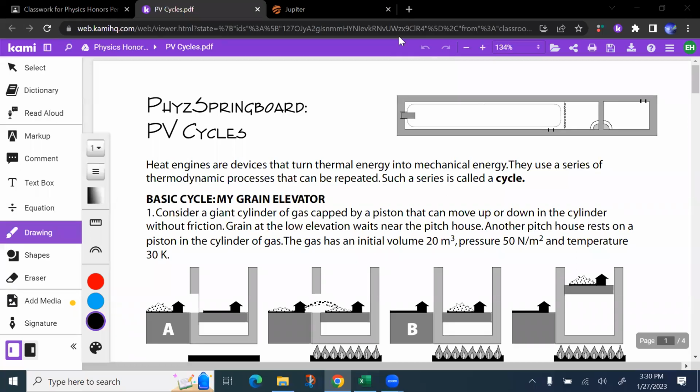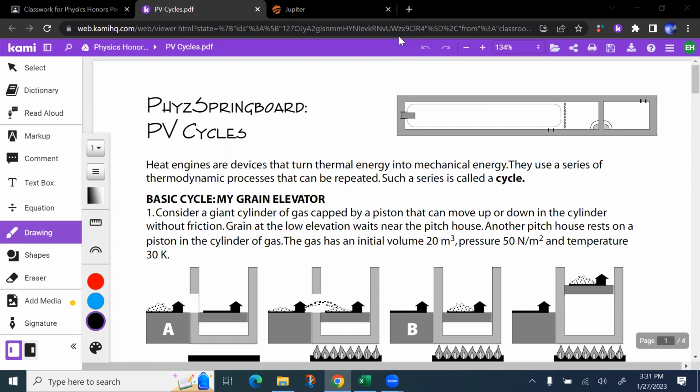Hello and welcome to this tutorial. In this tutorial, we're going to be looking at pressure volume or thermodynamic cycles. Thermodynamic cycles represent a series of thermodynamic processes that get repeated, hence they're called cycles. Please remember to pause or rewind this tutorial as you need to.